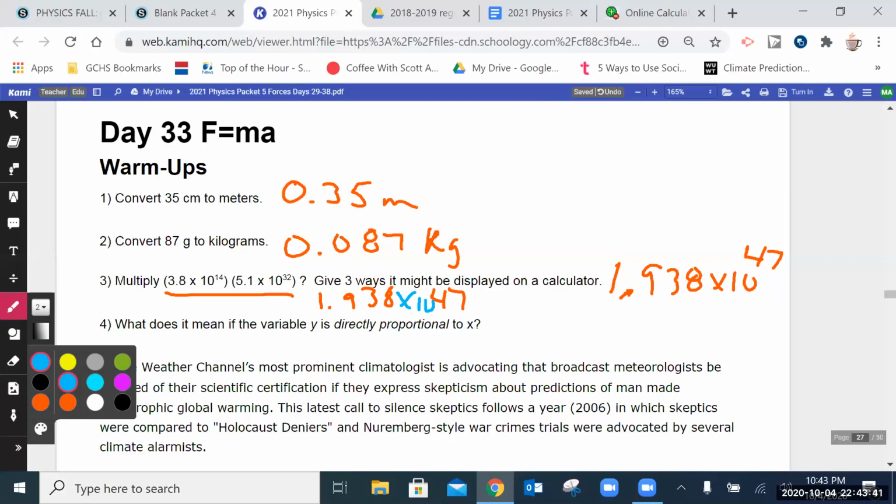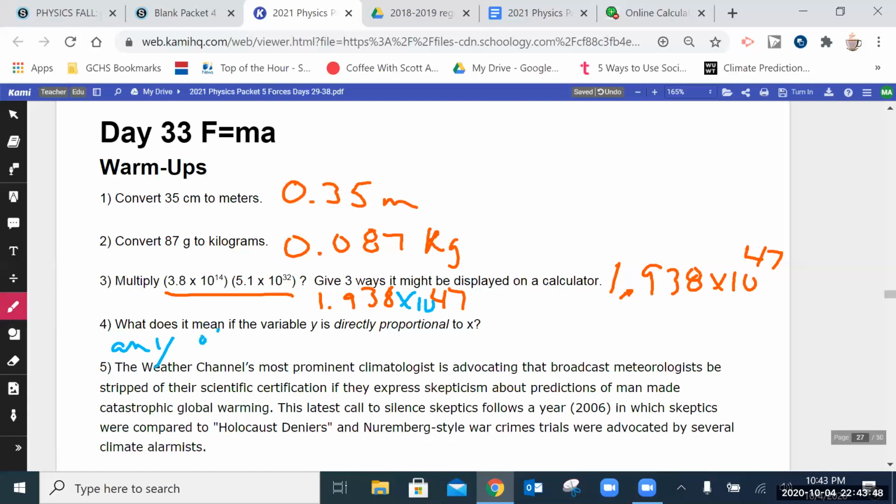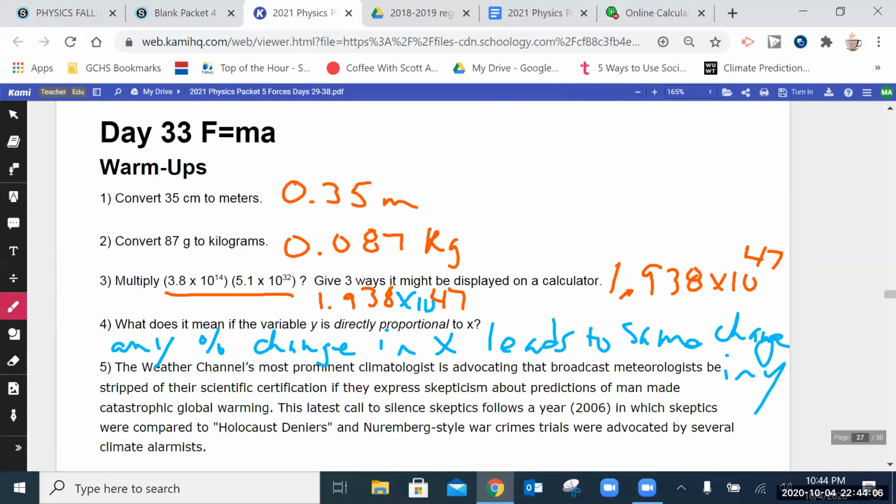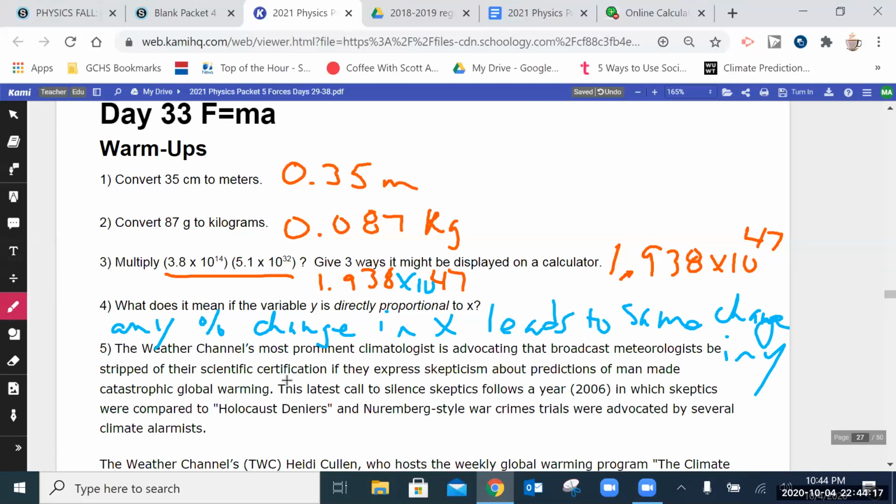What does it mean if the variable Y is directly proportional to X? That means that any percent change in X leads to the same percent change in Y. So if X increases by 50%, Y will increase by 50%. If X decreases by 33%, Y will decrease by 33%.